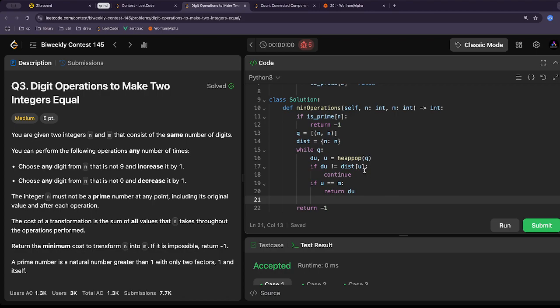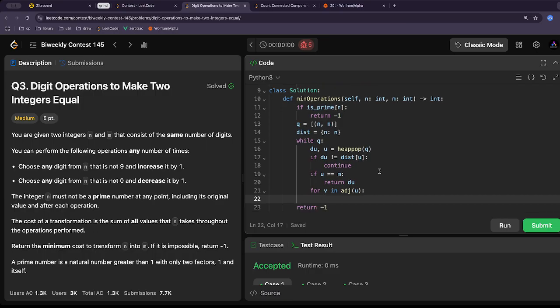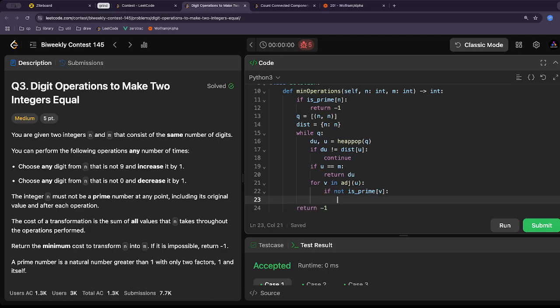Then we're going to have a function that gives us the adjacent nodes of u. Some other people call it the neighbors or the adjacent, whatever. So b cannot be a prime, and the distance to b is going to be the distance to u plus b.